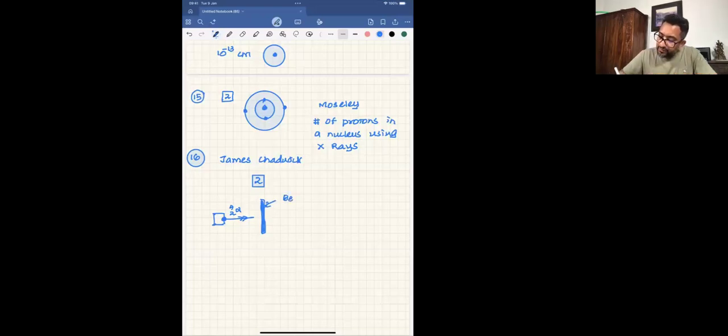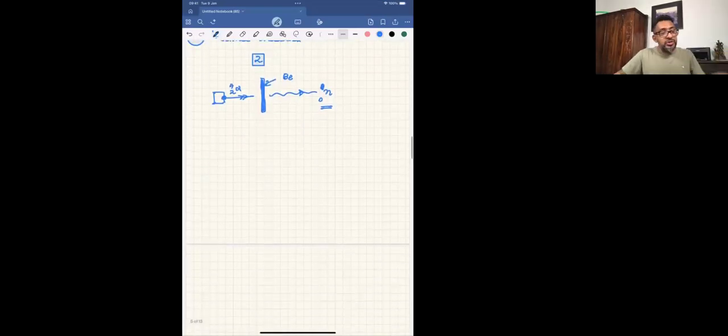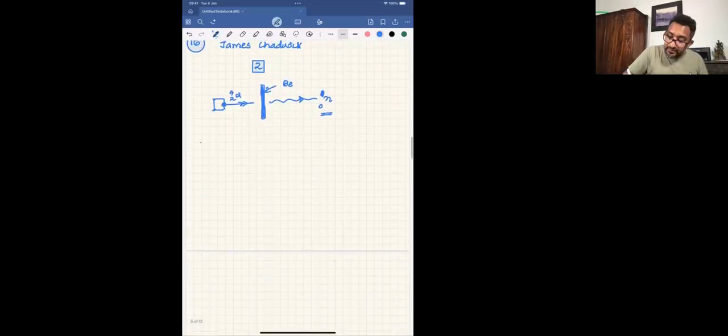Beryllium foil. When he hit the beryllium foil, he got neutrons emitted. This kind of neutron was emitted, 0, 1, 0. So that is what he looked at. Chadwick, right? So this is the second answer. Okay, go to question number 16, 17.